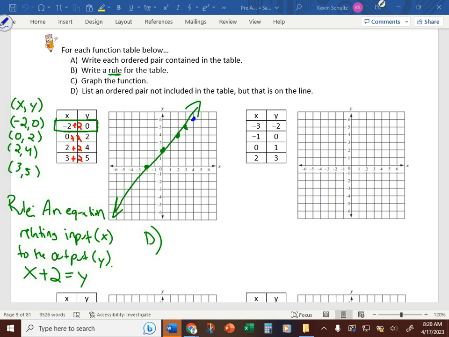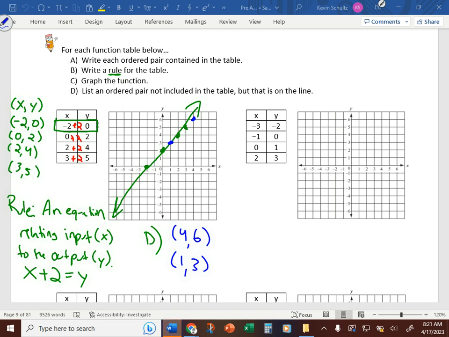And how can we prove that? Even though our line doesn't pass through it, 4, 6 works in our rule, doesn't it? 4 plus 2 equals 6. That's how we know that 4, 6 is on the line. It's not in the table. What's another one? Gregory. 1, 3. Does it follow the rule? 1 plus 2 equals 3? Yes, it does. I even put it on the line. Look at that. Perfection.